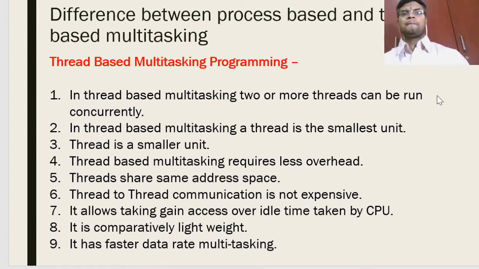So the 7th point, it allows taking advantage of the access whenever the CPU is idle.